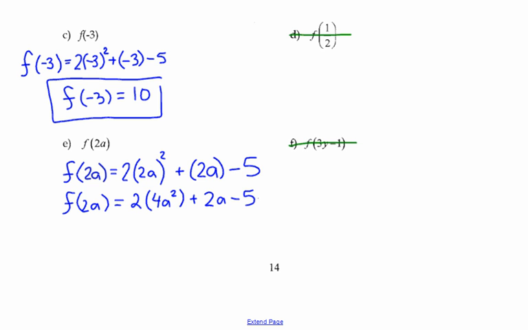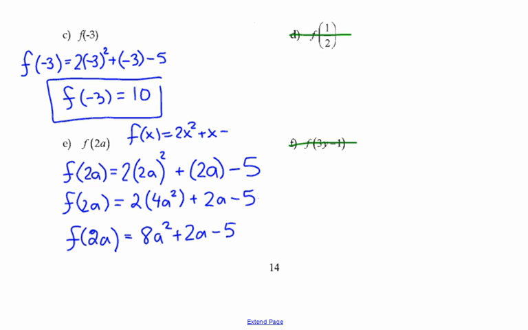What else can we simplify now? 4a squared times 2, what does that equal? 8a squared plus 2a minus 5. We don't have like terms, so we're done. So our original function was f of x equals 2x squared plus x minus 5. Wherever we saw an x, we replaced it with a 2a. So I replaced all the places we had an x with a 2a.